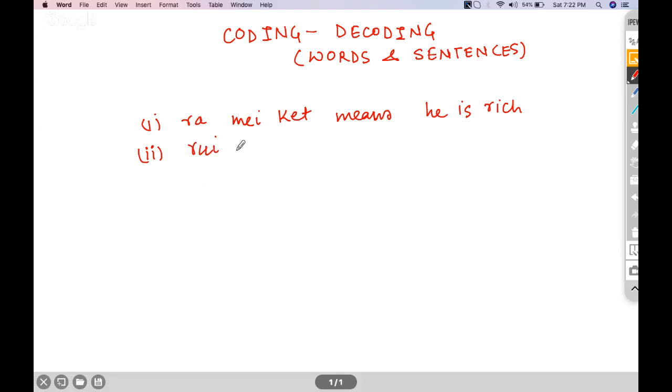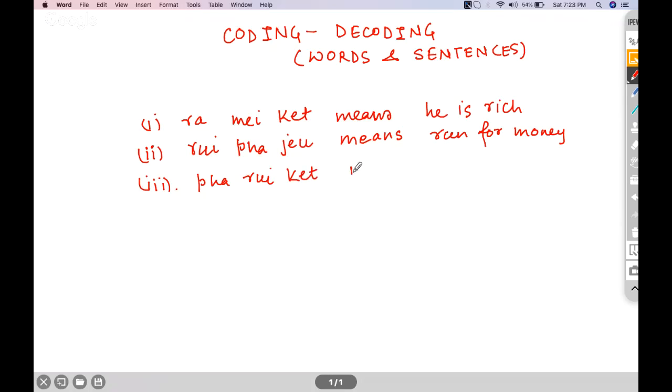Rui Fa means run for money. Fa Rui Kate means money for rich.